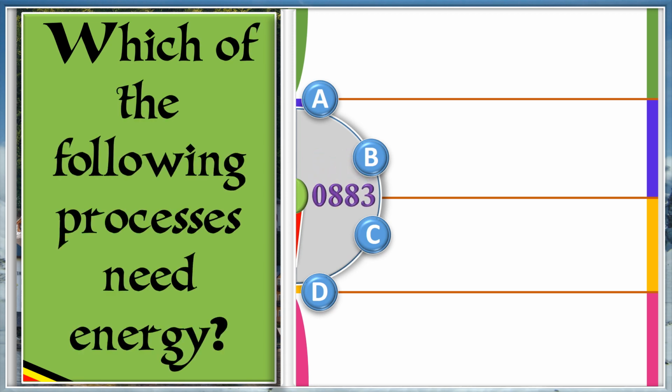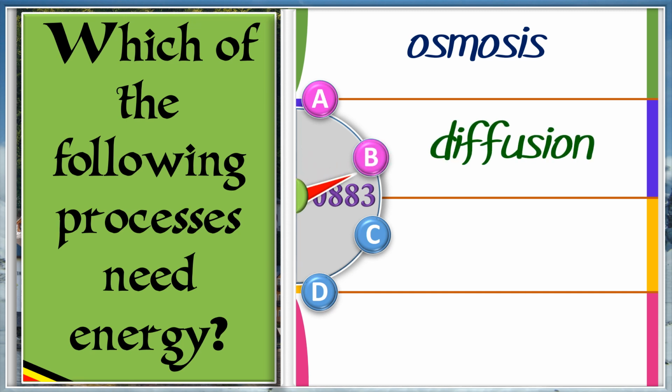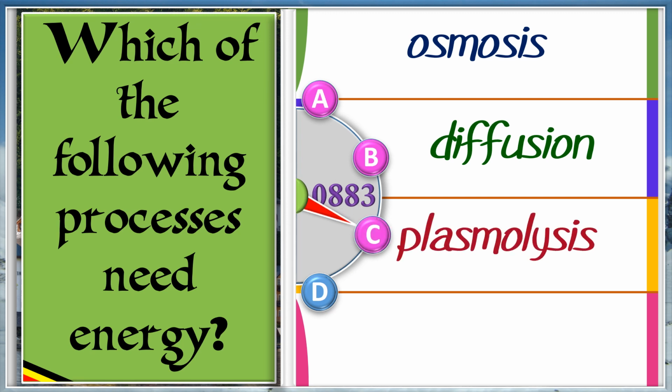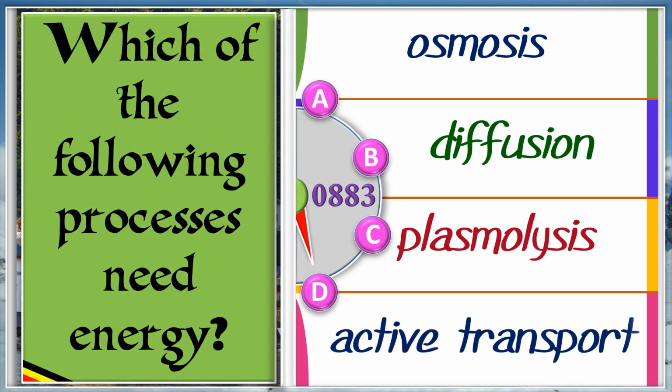Which of the following processes need energy? A. Osmosis. B. Diffusion. C. Plasmolysis. D. Active transport. And the answer is D. Active transport.